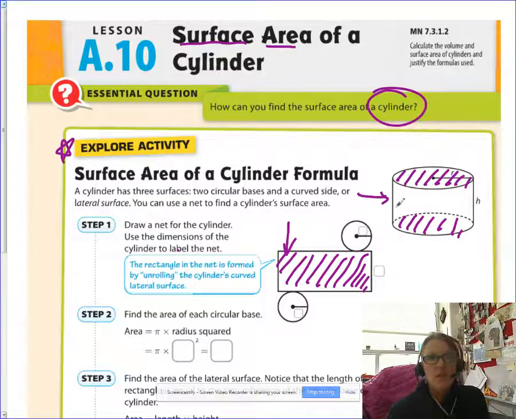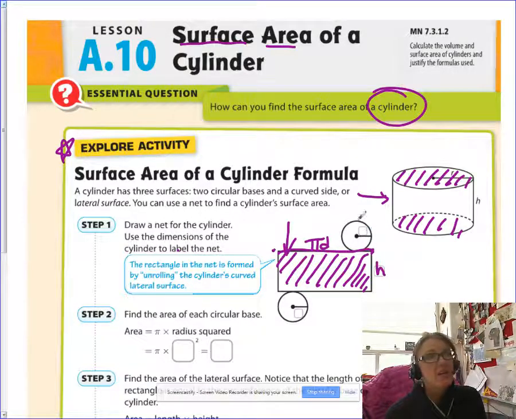So take a look at this thing. When I talk about how tall it is, you can think of this as a height. But this rectangle is made by unrolling this surface, and this length is the same as once around the circle, which is the circumference. And remember what we said is that circumference is pi times diameter. Cool. So when I have that, that gives me this part.